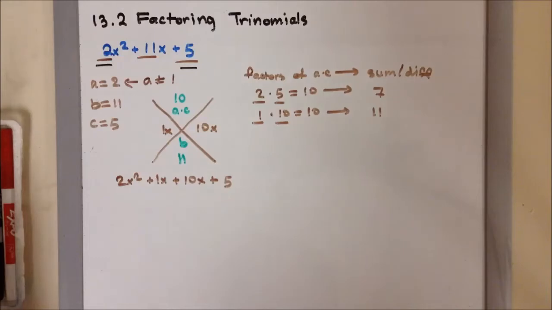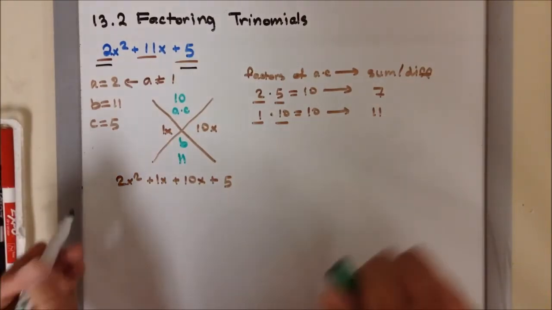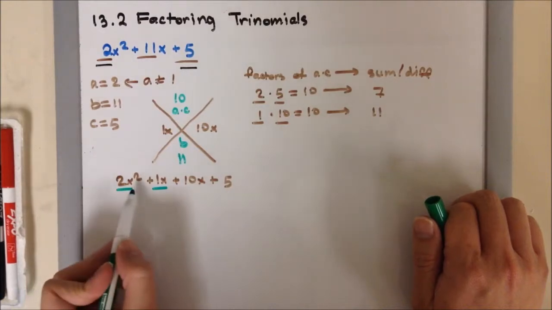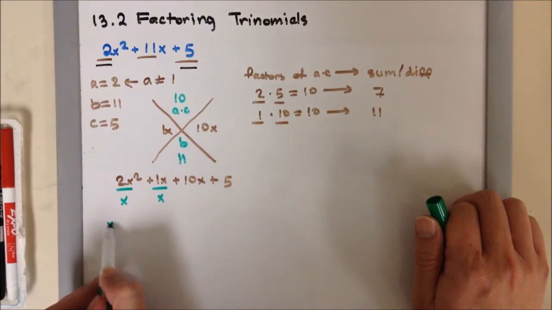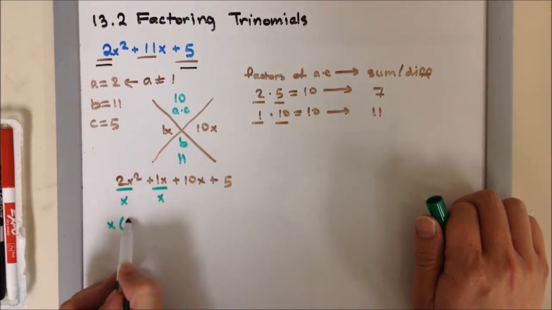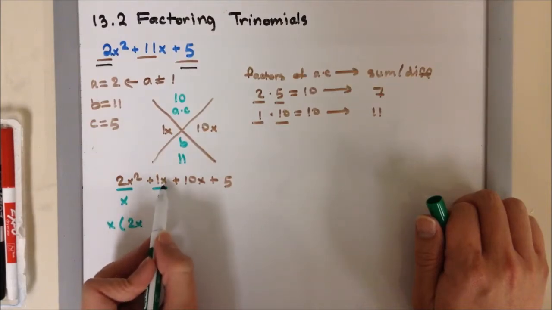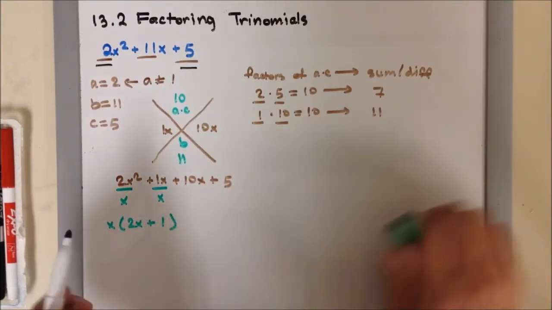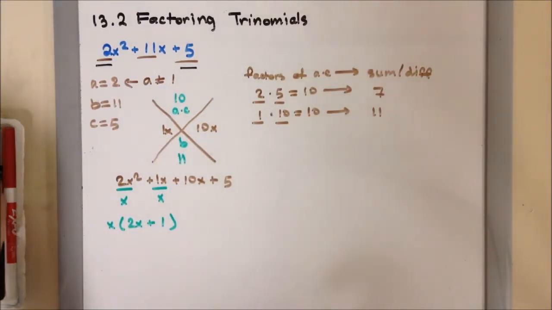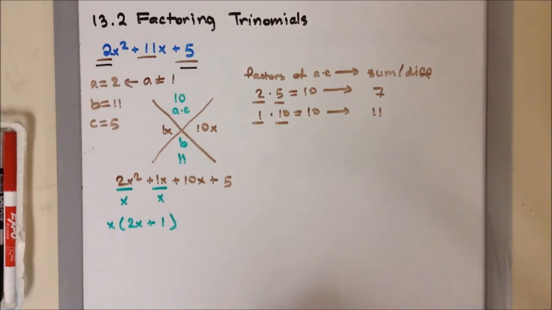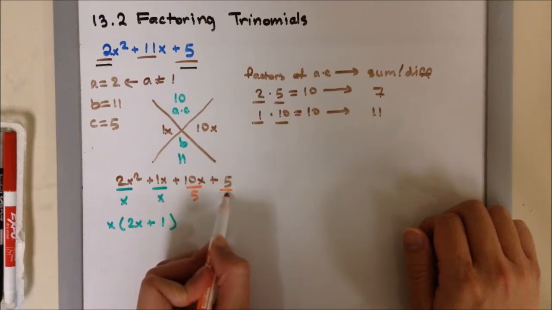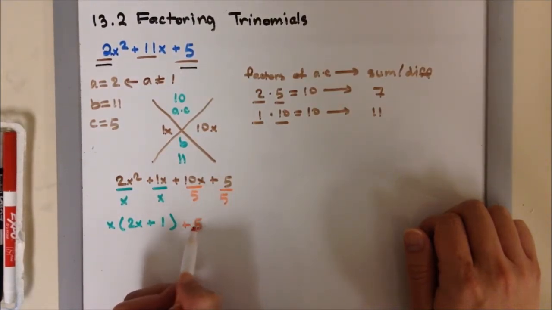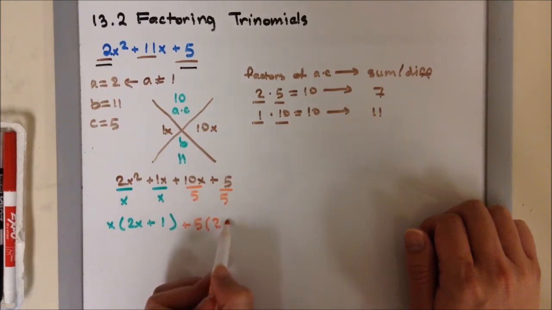Just like what we did before in the previous section, factor by grouping. So this is my left side. The common factor between these two is x. So my GCF will be on the outside. 2x squared divided by x is just 2x. Positive 1x divided by x is just plus 1. And then my other side, my right side, I want to find the GCF, which is that both are divisible by 5. So 10x divided by 5 is 2x, and then positive 5 divided by 5 is just plus 1.